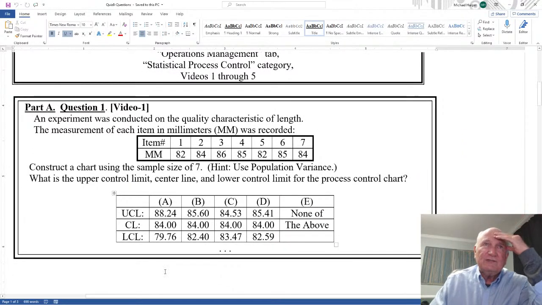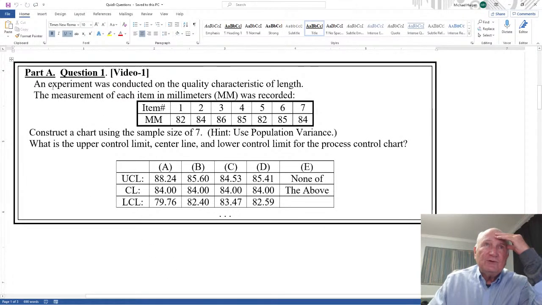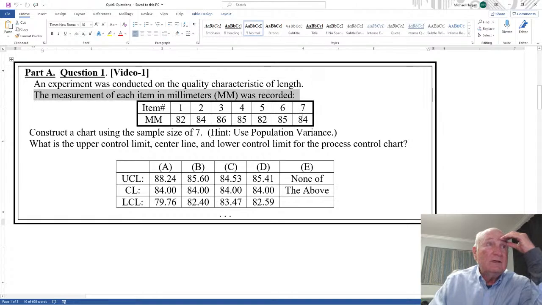And this is the first question. The first question: an experiment was conducted on the quality control of length. Okay, quality characteristics of length. The measurement of each item here is recorded.